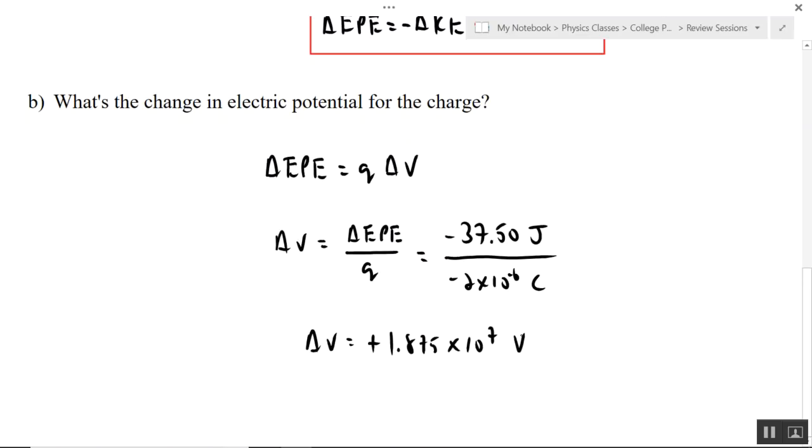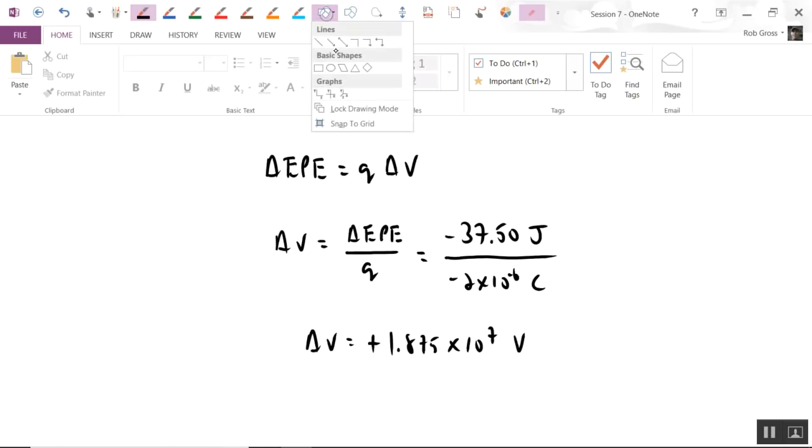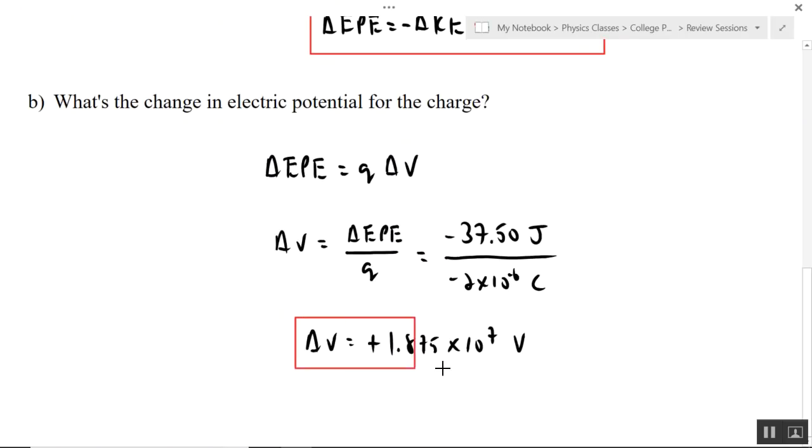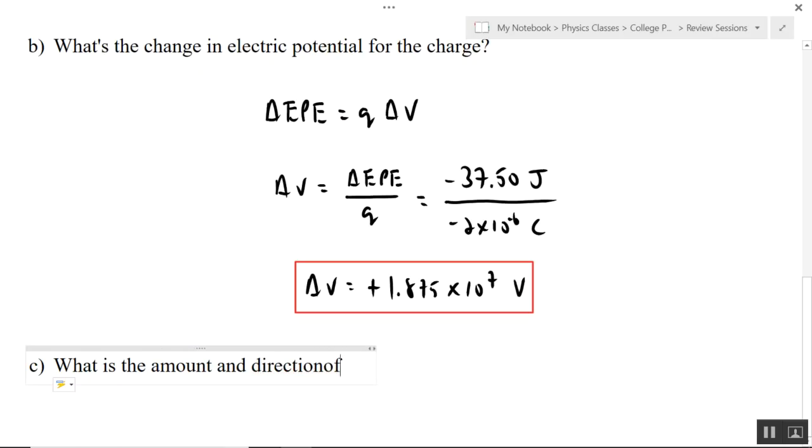You can get big answers for V's, or delta V's, for charges. It's not a big deal. Using this, I'll explain a concept related to this after we're done answering the next question. The next part is, what is the amount and direction of the electric field? It's positive Y or negative Y.